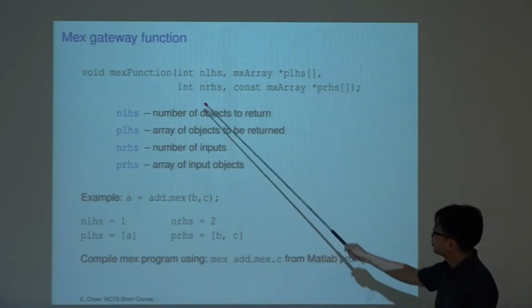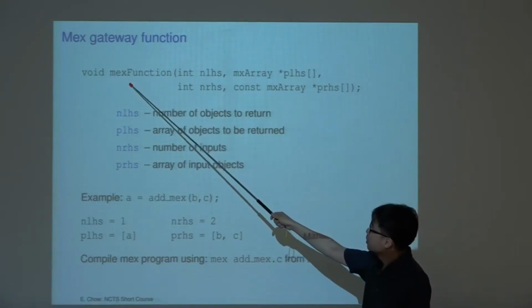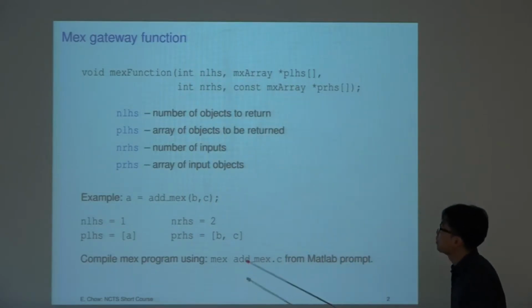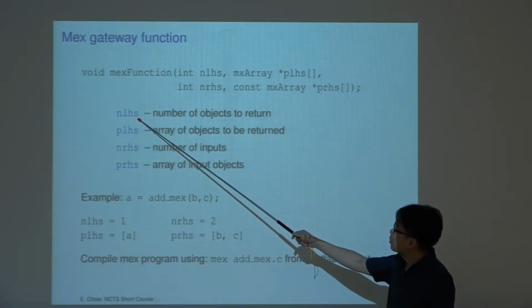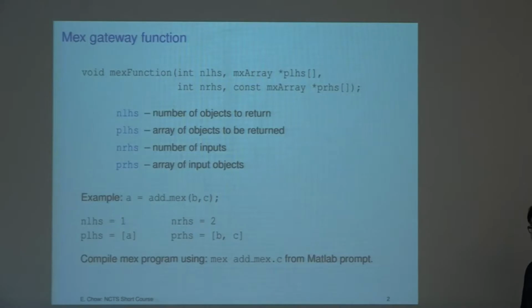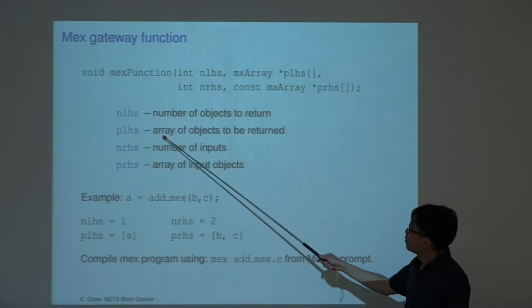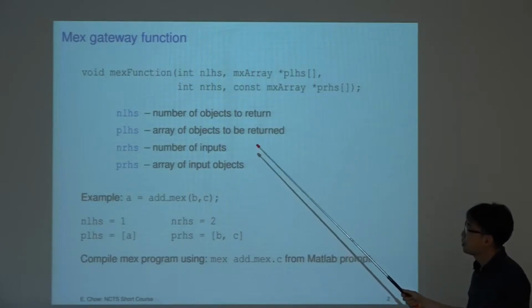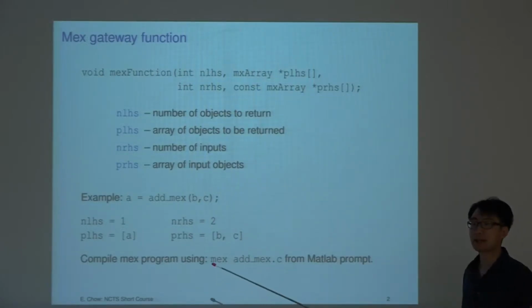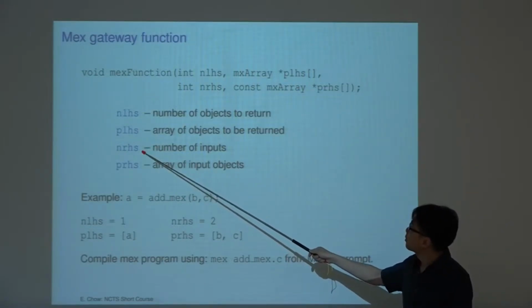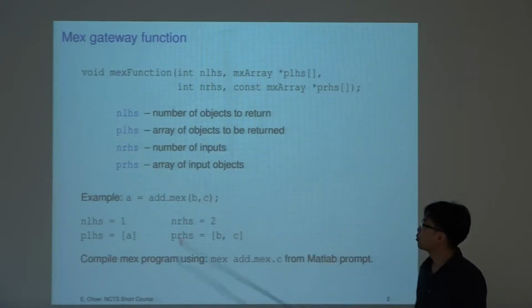every gateway function has to be called mexFunction, and it takes exactly these 4 parameters. Okay? The first parameter, nlhs, is the number of objects on the left-hand side, and this is the number of objects to return. Okay, MATLAB can return more than one object. And then plhs, is an array of objects to be returned. So p, I think, stands for pointer. So pointer to the left-hand side objects. Then nrhs, number of inputs, number of things on the right-hand side. Okay, and prhs, a pointer to the right-hand side objects.